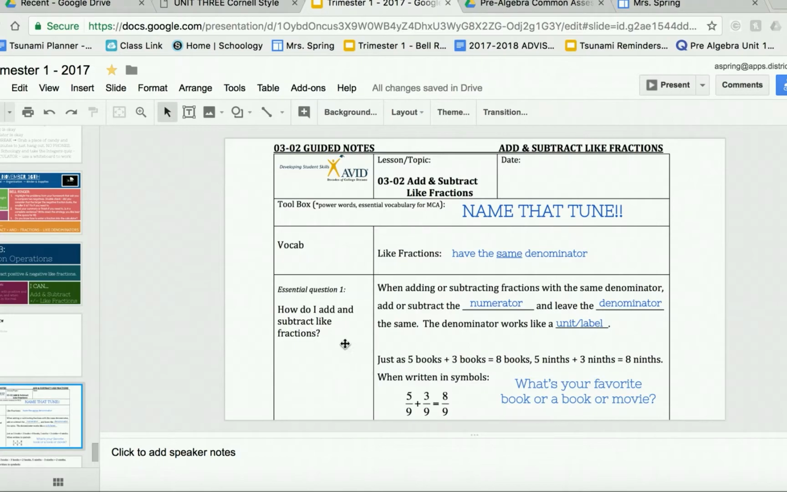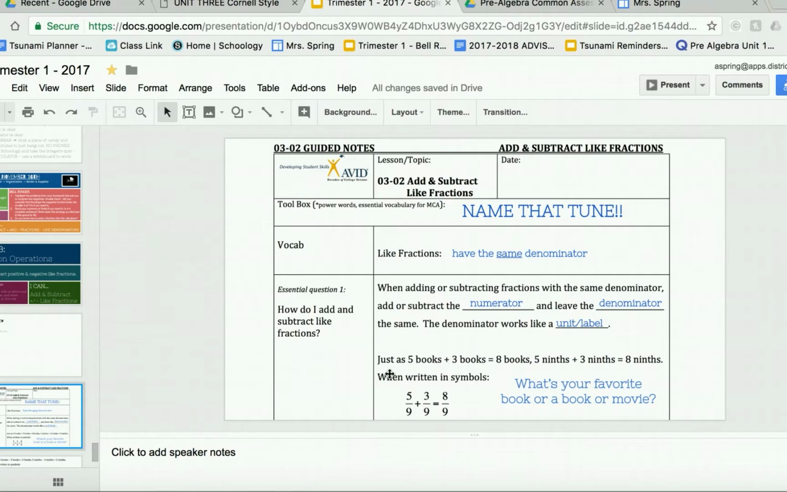So think about this. Just as 5 books plus 3 books is equal to 8 books, 5/9 plus 3/9 is equal to 8/9. So we're kind of thinking about the denominator like a unit label or a unit. And we don't need to add those units over and over and over again. It just still stays the same unit, the same denominator. So all we're doing is looking at the numerators and adding those together.